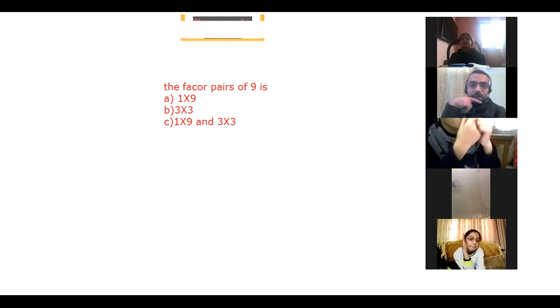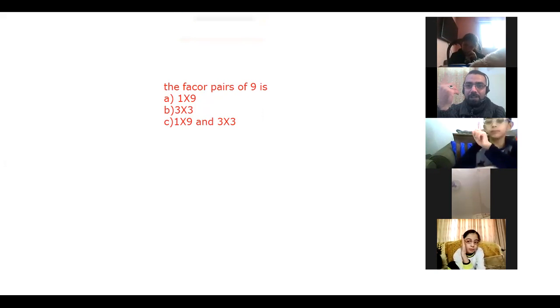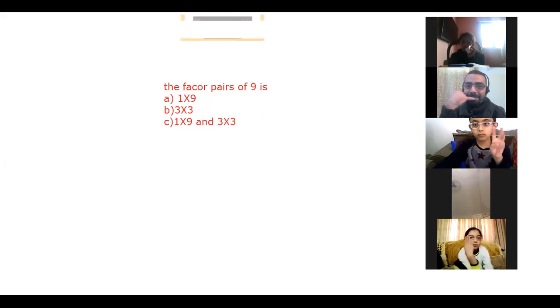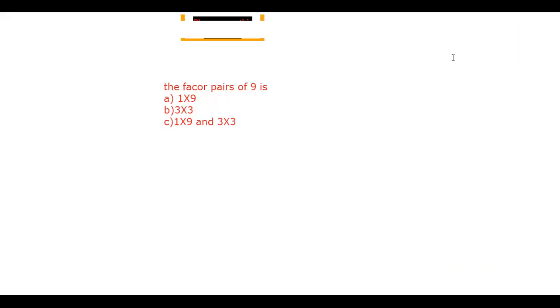Who can tell me the answer without speaking? Just do it with your hand, like 1, 2, 3. What's the answer? Yes, 3. Excellent. So 3 times 3 is a factor pair for 9, and 1 times 9 is also. That's how you will see questions about the factors.